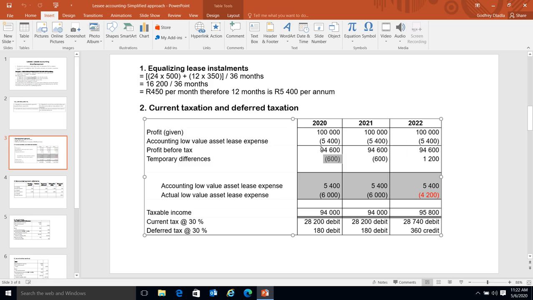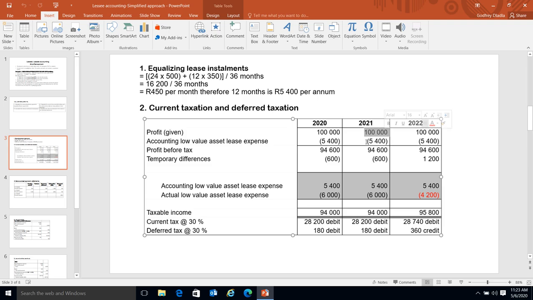Now, 94,600 minus 600 gives you 94,000 tax times 30% will give you 24,200. 600 taxable times 30% will give you 180. And if it's taxable equals to liability, remember, the liability sits in the balance sheet as a credit balance. Then the debit must go to the income statement, which is this debit here. Right. Now let's look at next year.